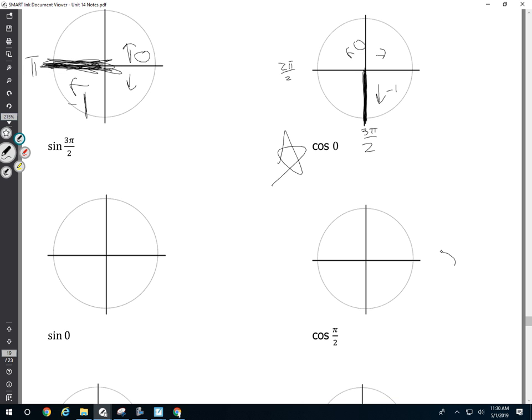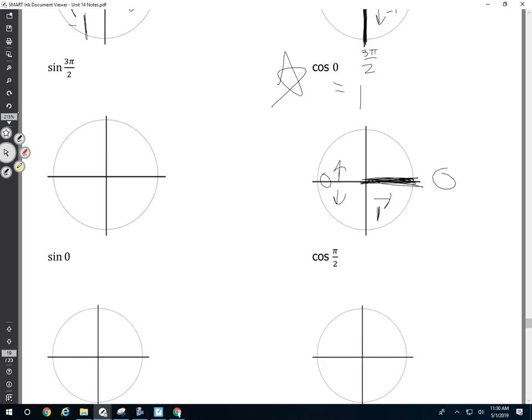Zero's over here. Then that line to get there has a horizontal distance of 1, and it's got no vertical distance. So the cosine of 0 is 1. What's the sine of 0? Sine is the vertical distance. I do not go up or down at all to get over here to 0.